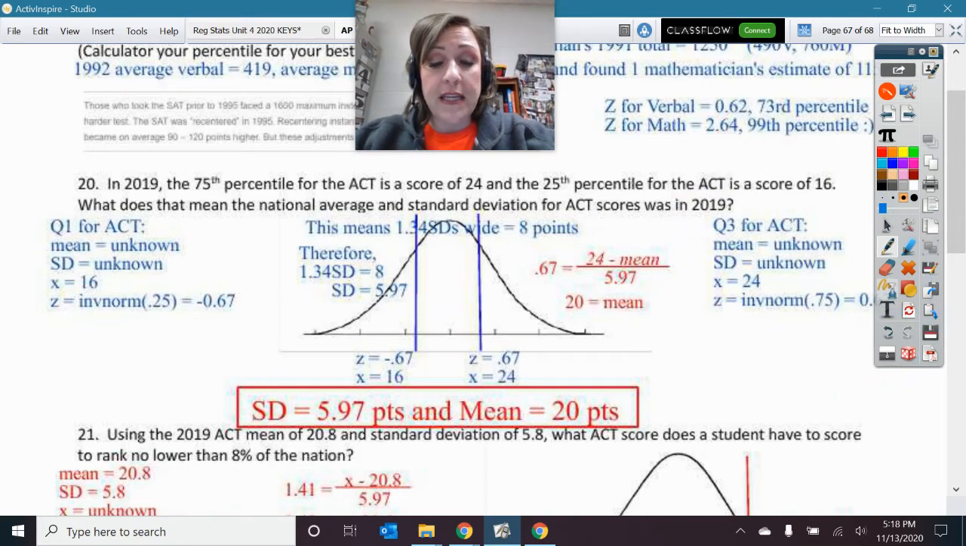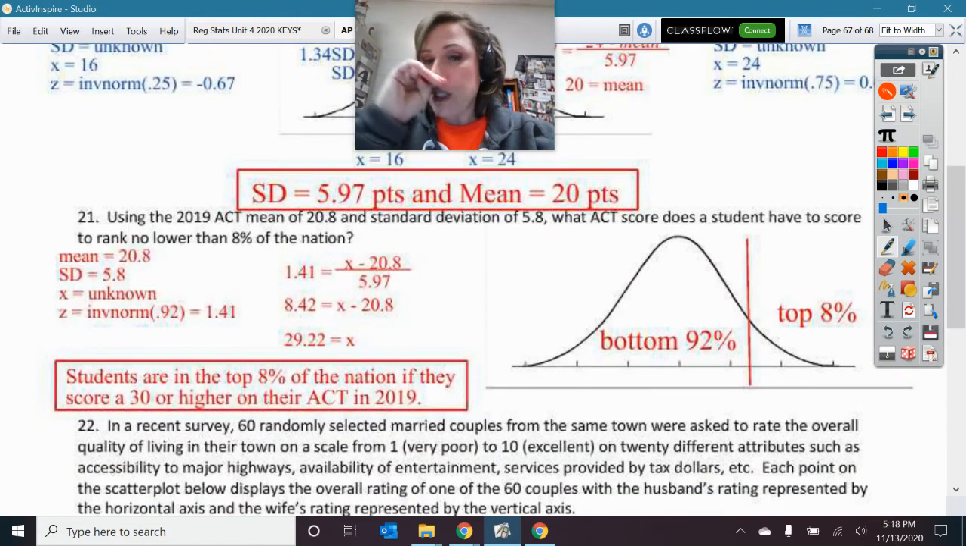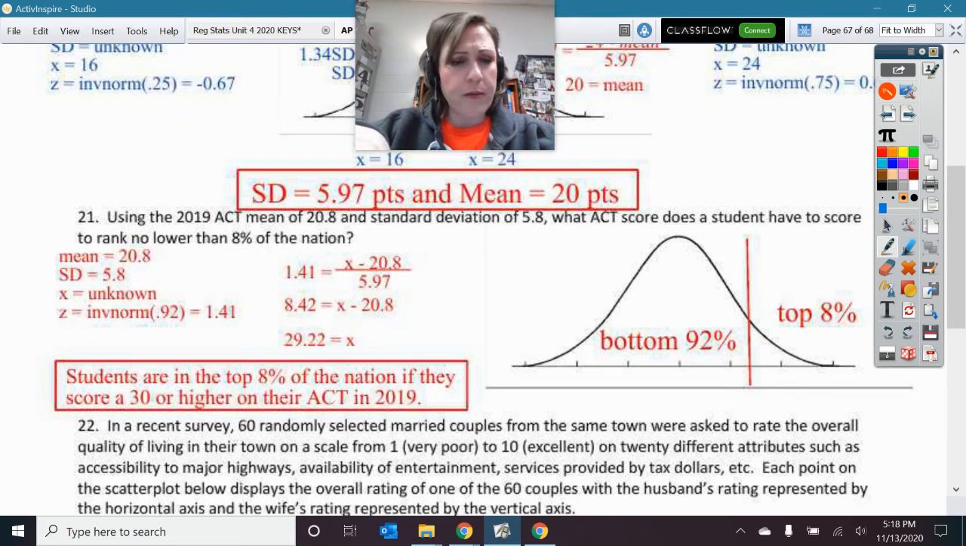And that's how I get the mean of 20 points. It came out to be like 20.001 or something along those lines. Okay. Now, next, in case you didn't get number 17 or number 20, I went ahead and gave you some information.